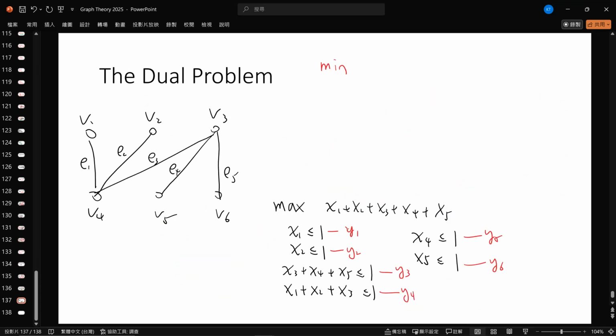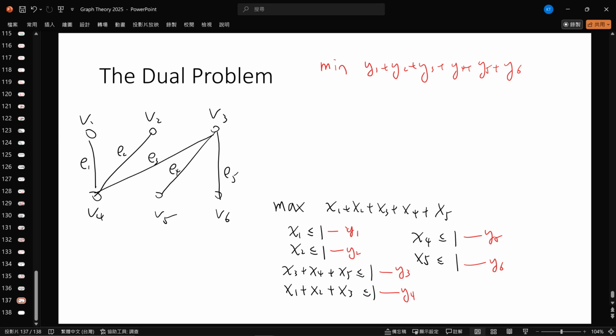Now you can see that the right-hand sides are just 1. So the objective function is just y1 plus y2 up to y6. In other words, it's just the sum of the dual variables, because all the right-hand sides of the constraints are just 1. So this is the second step, the objective function.